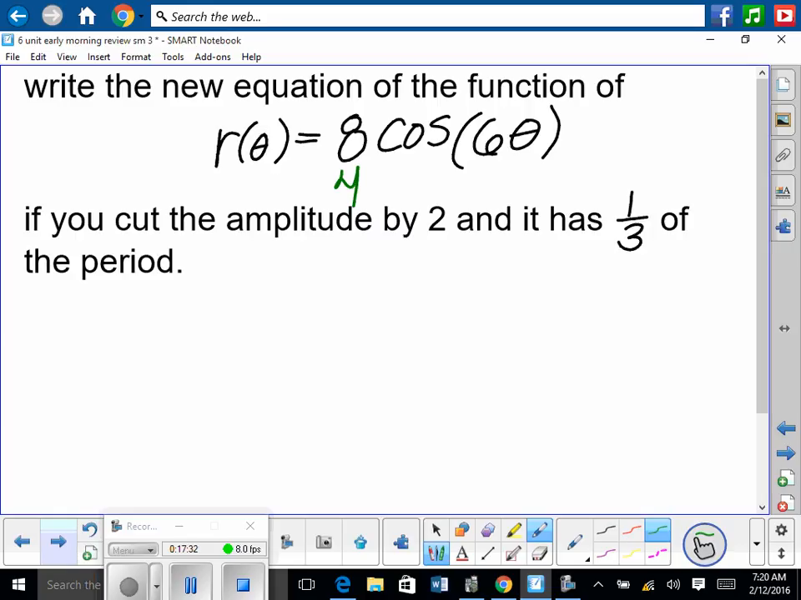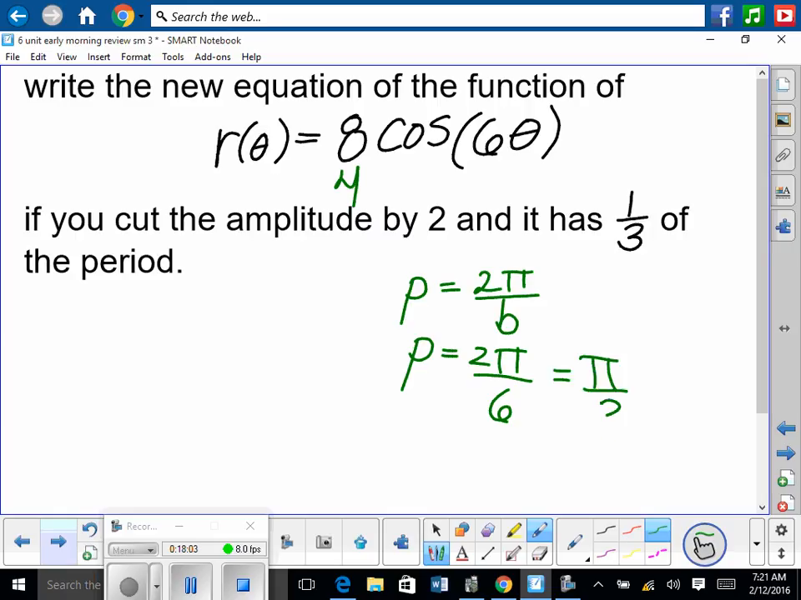Okay, so now it says it has 1/3 of the period. So then you have to think to yourself, does that stand for period? No, that stands for number of cycles. So we know that period's equal to 2 pi divided by b, right? So let's figure out what our period was originally. Does that make sense, everybody? So we have our period originally is 2 pi divided by 6, right? Is everybody comfortable so far? So that's our period originally. So that's pi thirds. So our original period is pi thirds. Is everybody comfortable with that?